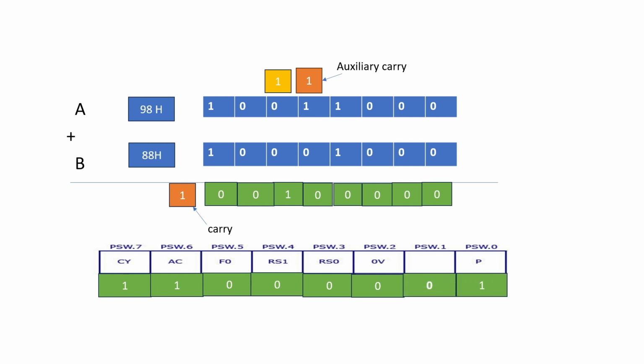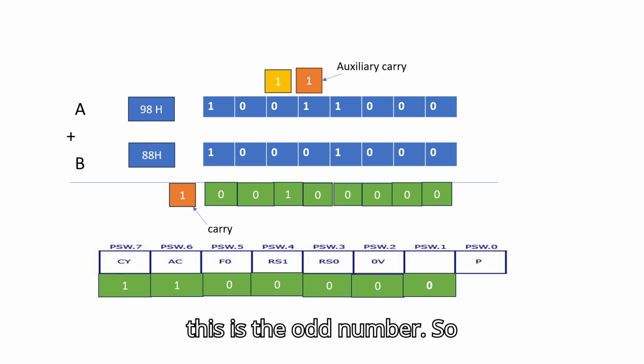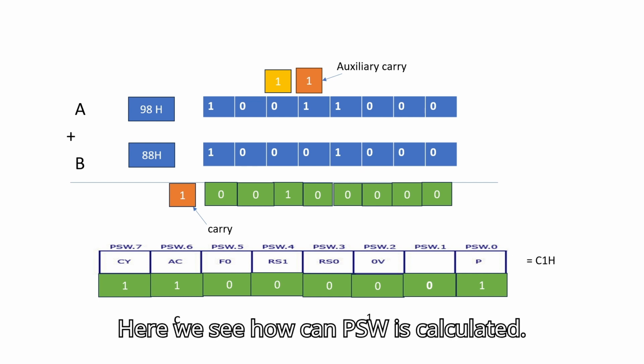Last is the parity flag. See the result. In result, number of 1 is 1. This is the odd number, so the parity flag will be set. Let's calculate the value. The upper 4-bit value is 1100, that means C. The lower 4-bit is 0001. So the PSW value is C1H. Here we see how the PSW is calculated.